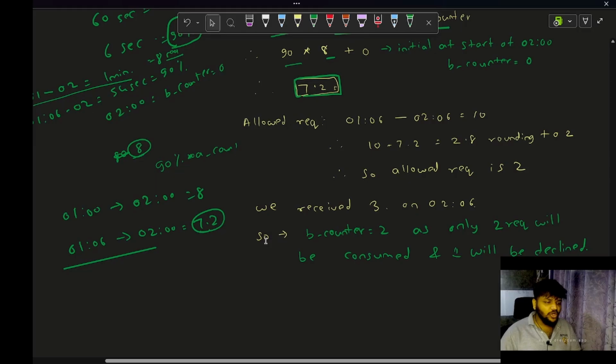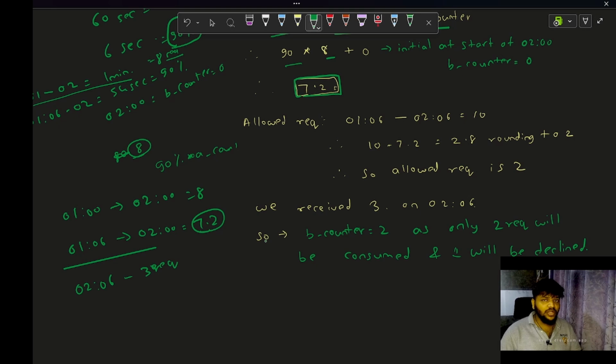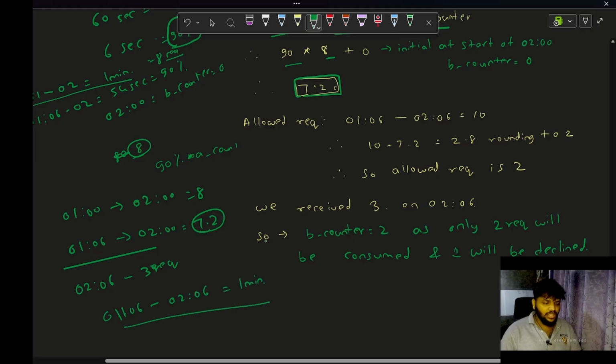Now assume I got a request on 0 to 06. I got 3 requests. So now take a wholesome window. 0106 to 0206. This is a 1 minute window. Out of this, 0106 to 02, 7.2. So now for the remaining 6 seconds, how many requests can I take? 10 requests as per my rate limiting per minute minus 7.2.